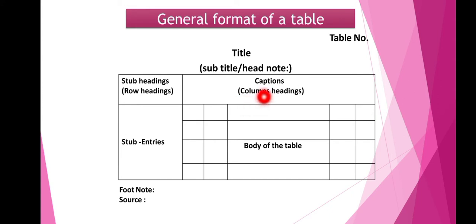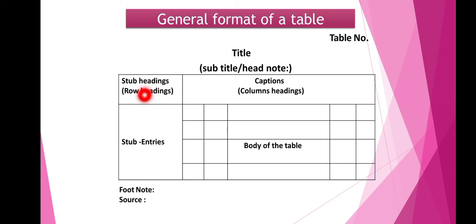And next we have the captions in the table. So this is a table. In the table we have captions or column headings. Column headings are called captions. They explain what the column represents. Captions are always written in one or two words.